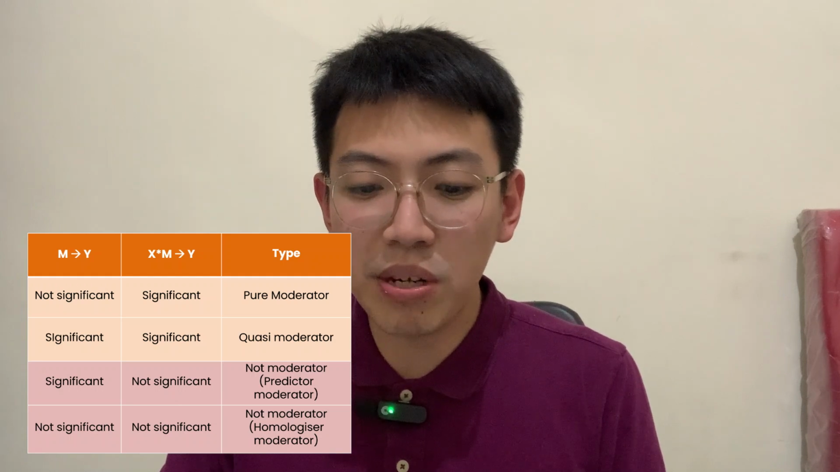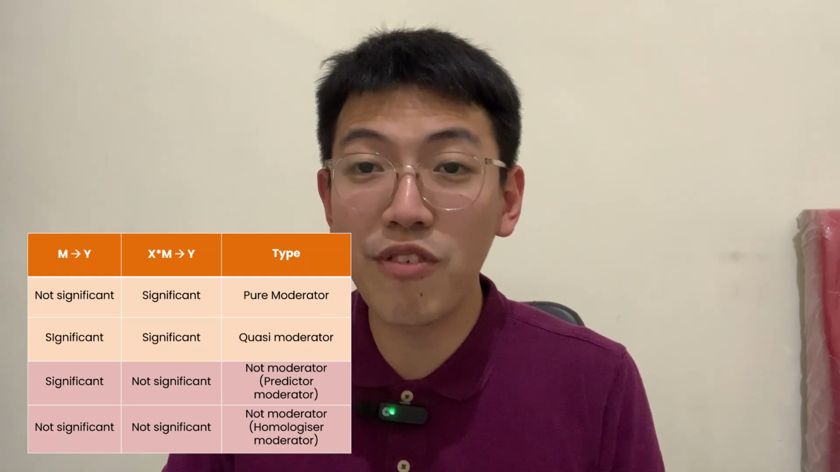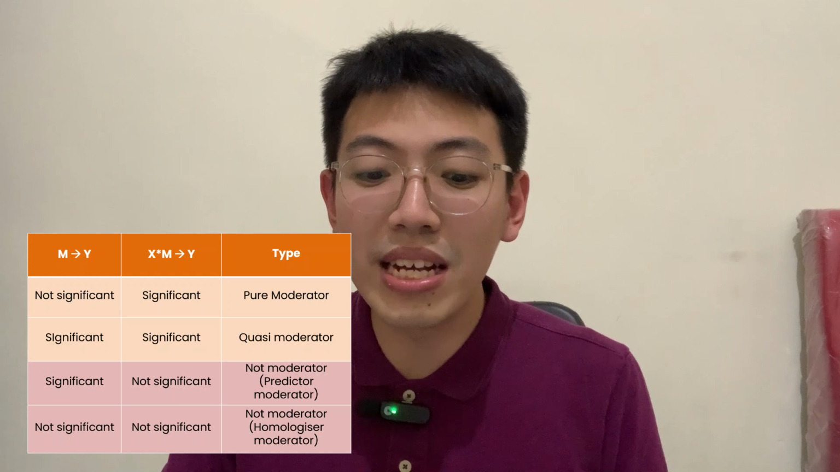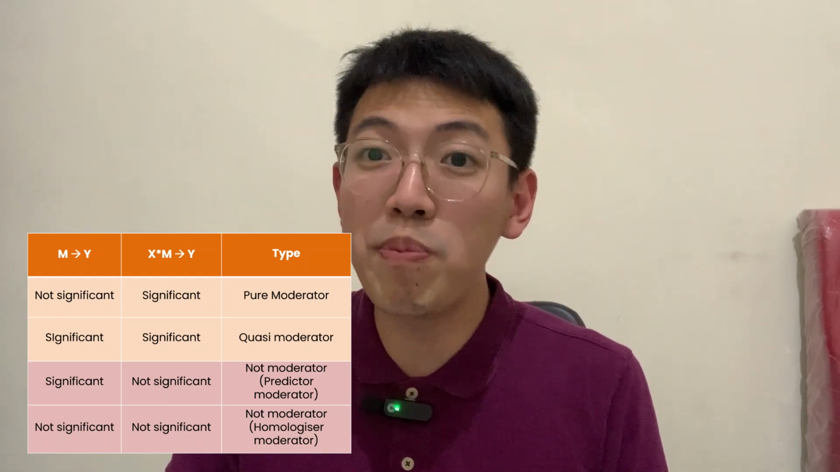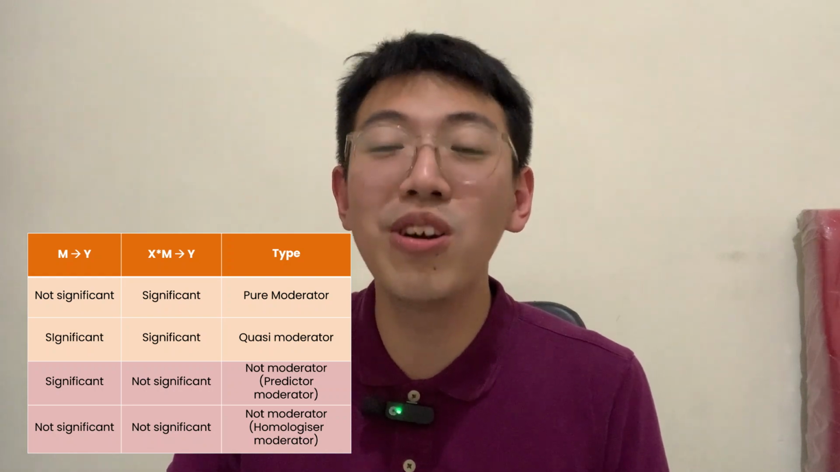So in this case, perceived store image, which is the moderating variable, is not significant, while the interaction variable is significant. Therefore, we call perceived store image as the pure moderator.